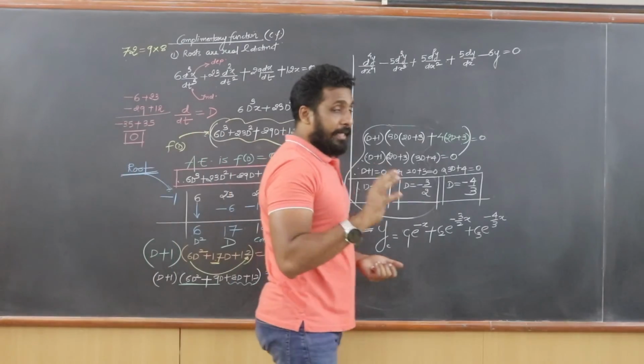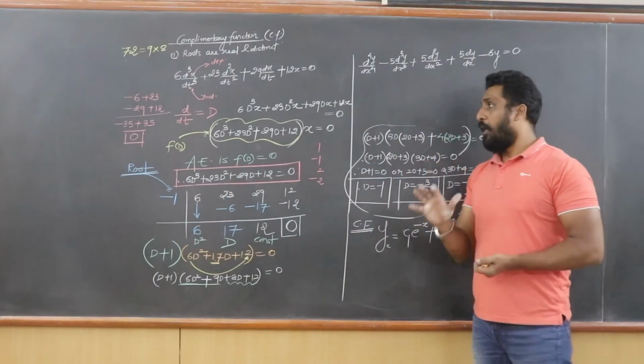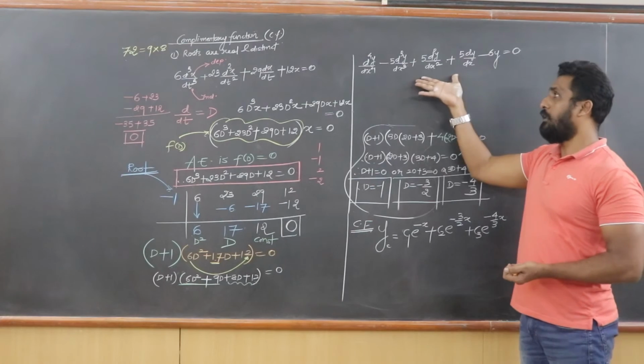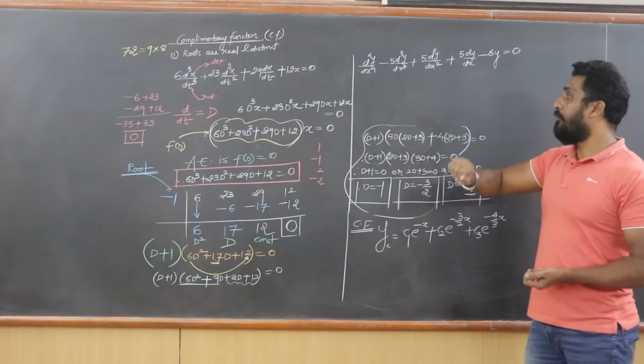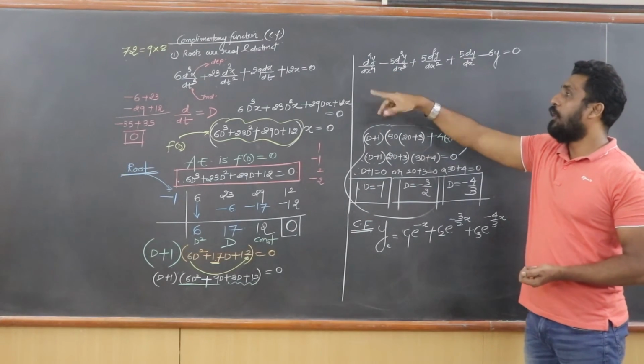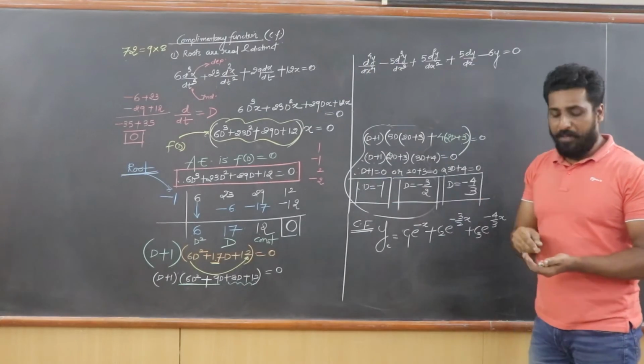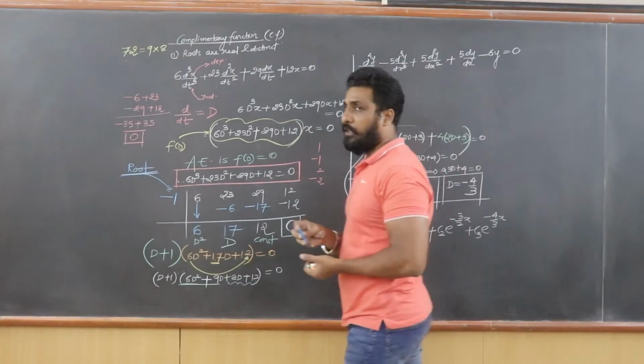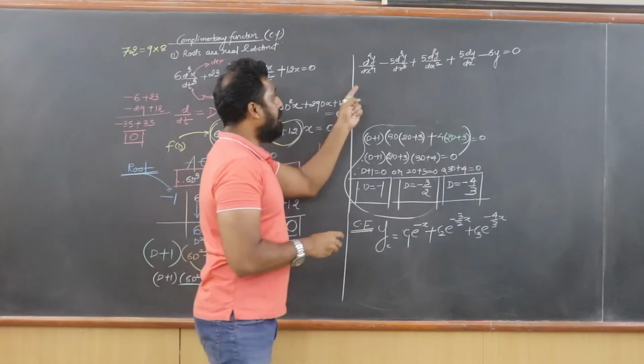Now, the second question I'm going to give you for practice, but definitely I'll discuss what the question is and how we are going to proceed. Observe carefully. There is dy by dx. So this time d by dx I'll take as capital D. So I'm going to write a few steps about this question. d by dx is taken as capital D.